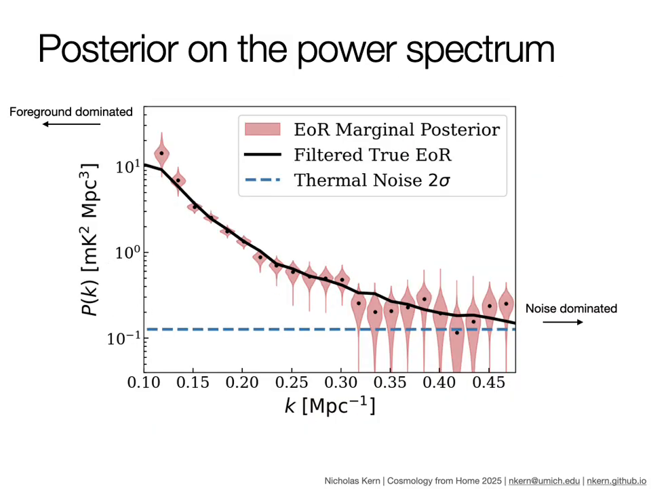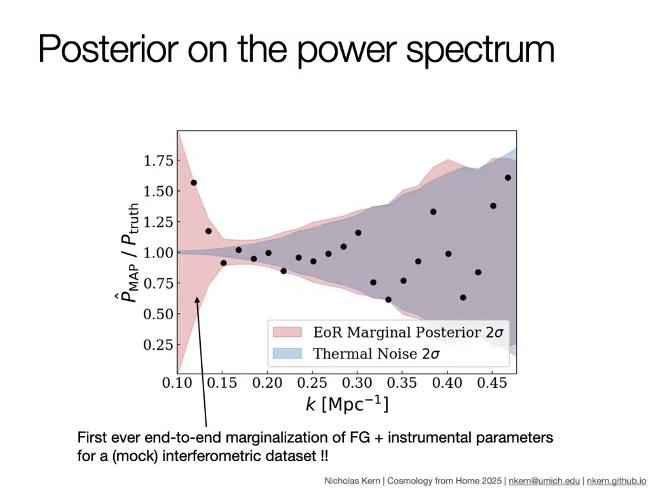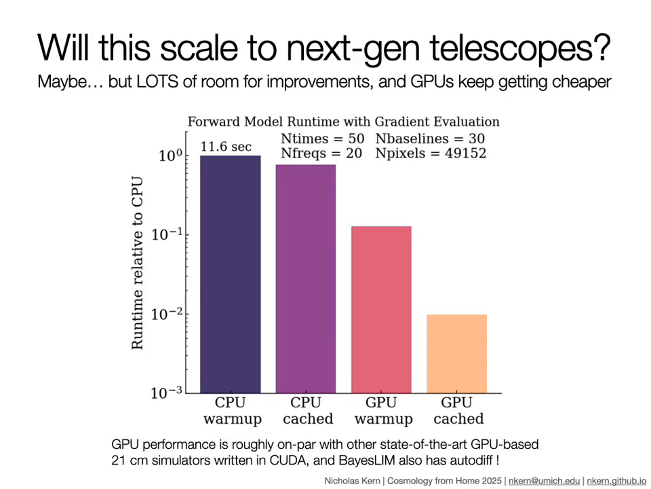Okay, and again, we can project this to any downstream summary statistic that we like, in this case the power spectrum, and you can see here that in the modes that we think are not foreground or noise dominated, we do a pretty good job at representing that underlying power spectrum with these posterior distributions. And this is another way of showing it if I just divide by the truth. What you're seeing here in red is the first fully foreground and instrumental marginalized posterior on the EOR signal. This is going to help us going forward to inform us when we're systematics dominated or not.